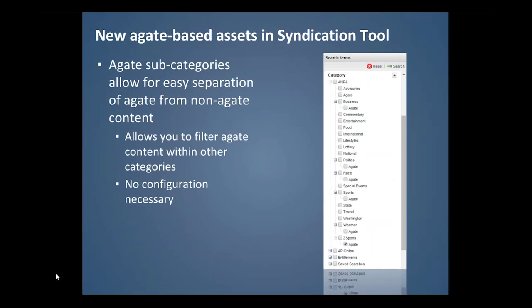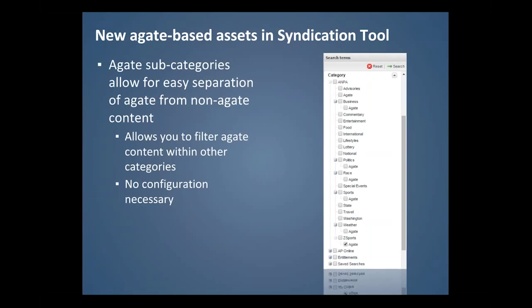So now what we have on the syndication tool is anything that comes in with an ANPA category that indicates that it is agate will now have a little agate subcategory. And you should be able to see that in the search terms on the right-hand side of that slide, that there is agate content there.